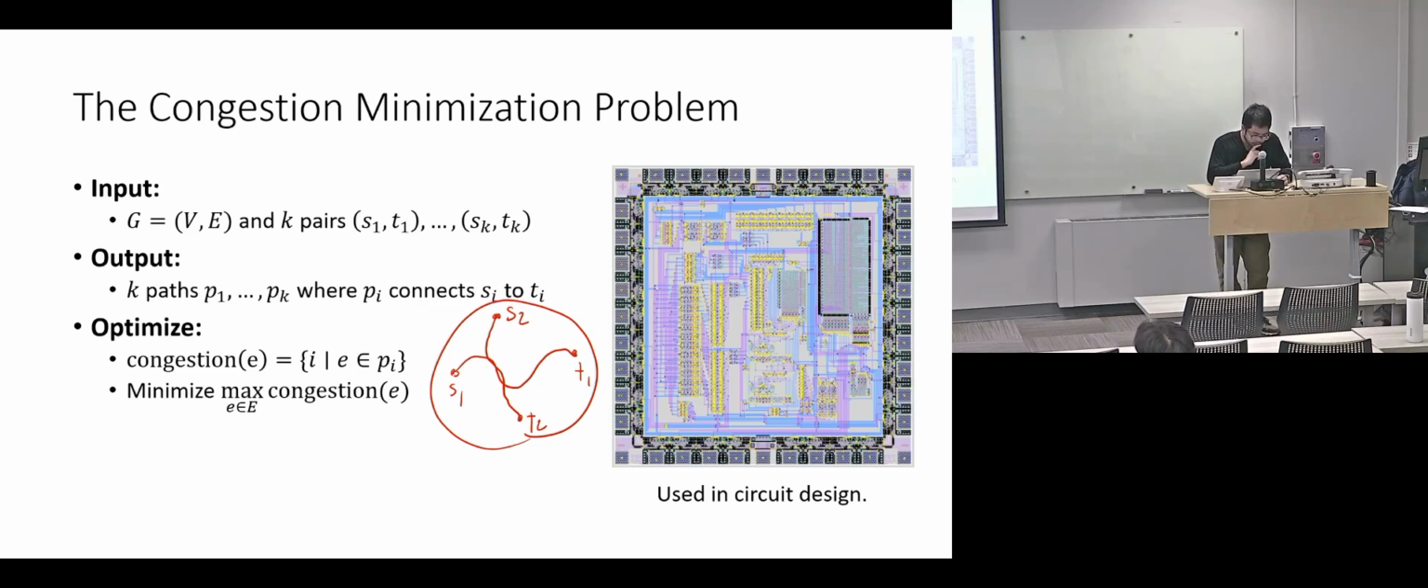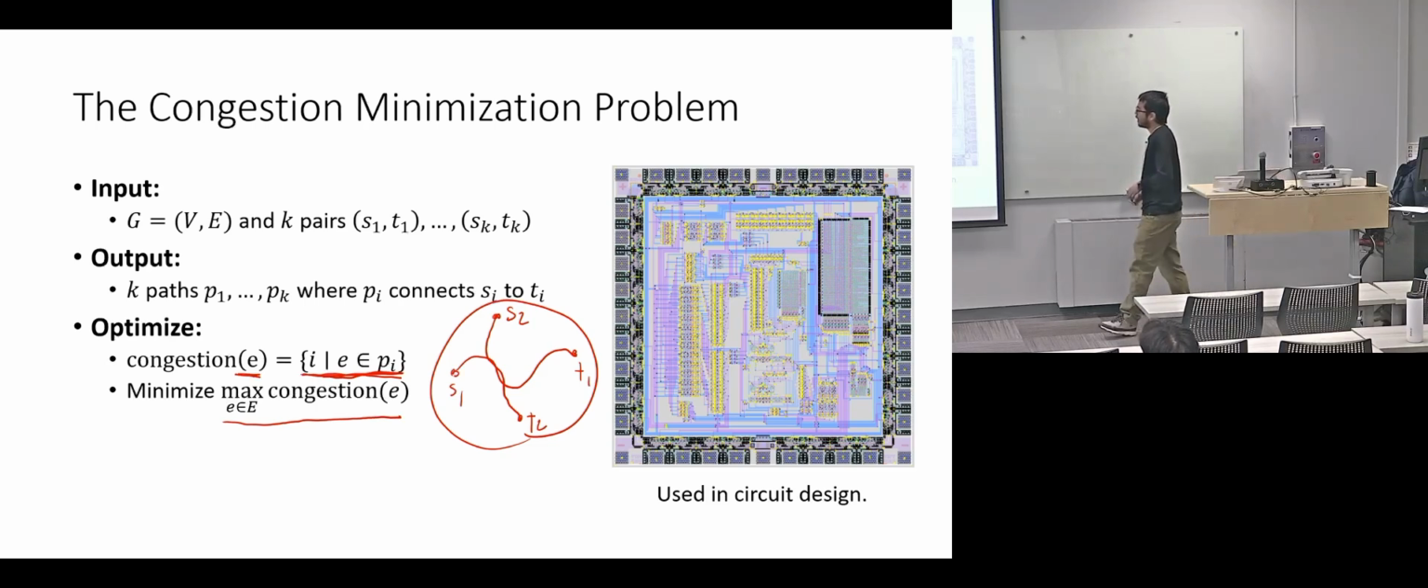Okay. And what do we want to minimize? We want to minimize congestion. That is, each edge shouldn't be used too many times. The congestion of an edge is just the number of times that the edge is in a path. And we want to minimize the maximum congestion over our edges.